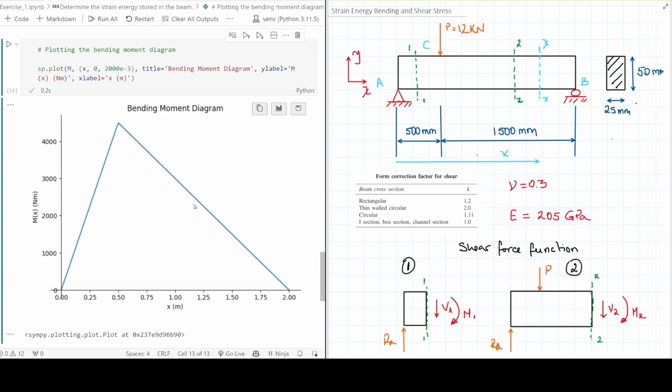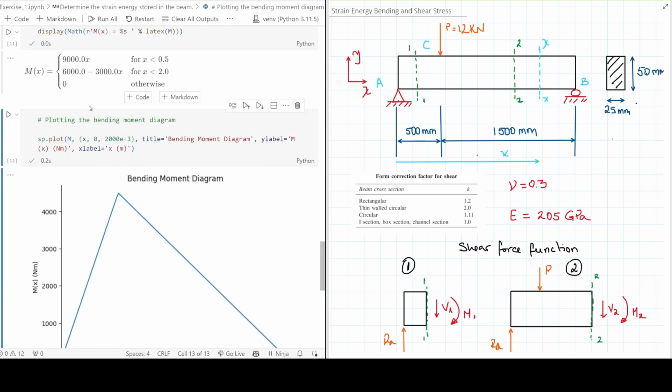Look at this. Exactly. So here at 0.5 meters, we have the change in the curve for the bending moment diagrams. And that is awesome. It simplifies this a lot. Also, now that we have found these values for the moments, the only thing left is to calculate strain energy stored in the beam by bending and by shear.